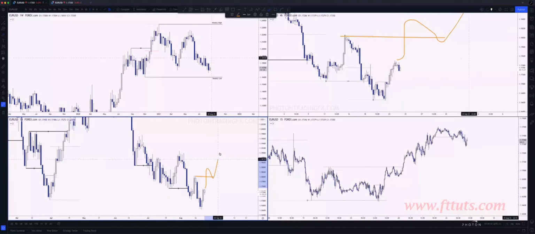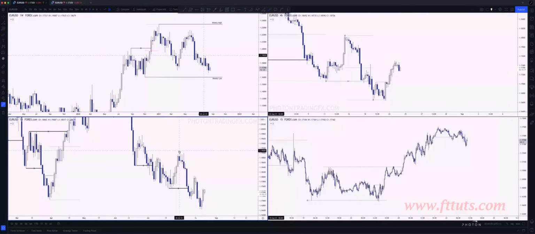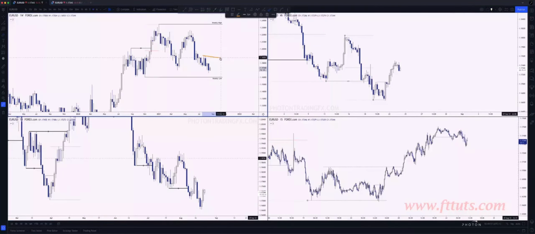That daily change of character could then lead to the daily break of structure, the daily swing trend change, right? And then that daily swing trend change could then lead to the weekly change of character. And that's how the changes of character and the true breaks of structure, those true swing trend changes, can give you confirmation, working your way from the bottom upwards, to really give an indication of what is going to happen next.